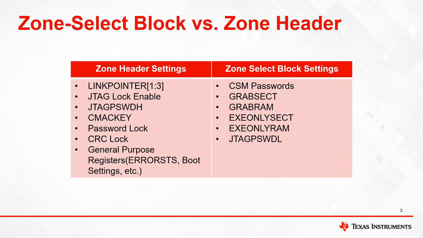The table in this slide contains the configurable security settings used by the DCSM module. These settings are divided between the zone header and the zone select block. Depending on the device, some of these security settings may not be available, such as JTAG lock or CRC lock. Refer to the DCSM chapter in the technical reference manual of your selected device to see what security settings are available. In the next slide, we will focus on settings in the zone select block. However, more information on the zone header will be available in a later video in this video series.